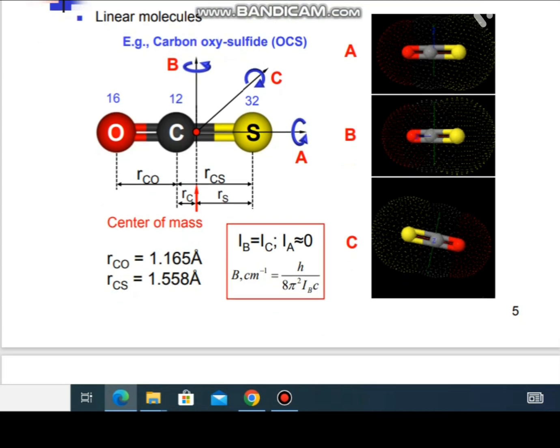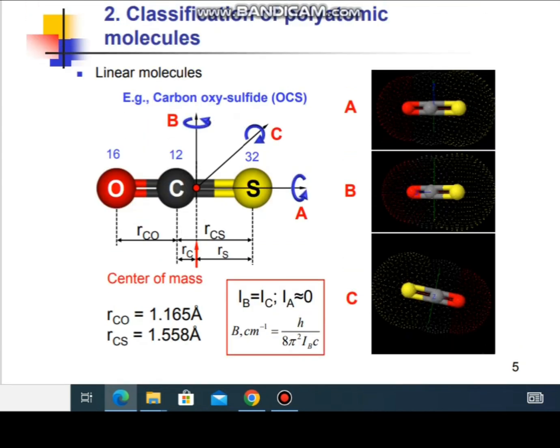First let us take the example carbon oxysulfide. It has 3 different atoms: oxygen, carbon, and sulfur. The distance between the carbon and oxygen may be lesser than the distance between carbon and sulfur. There is a point at the center given in red color, that is the center point for the rotation of the molecule. If the molecule is rotating along the axis E, there is no displacement of the atoms. The atoms stay in the same place, so the moment of inertia is equal to 0.